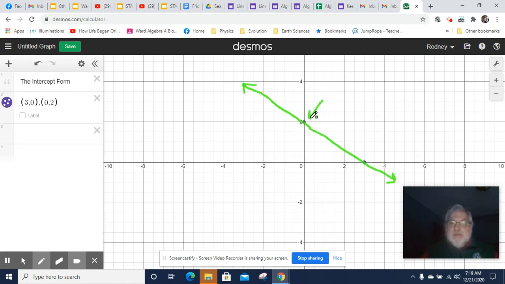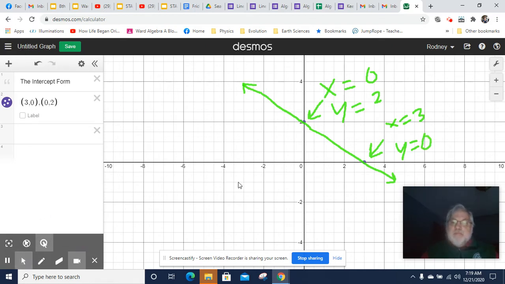Right here at this point, x equals 0 and y equals 2. Just take note of that. And right here, x equals 3 and y equals 0, right? Okay, so here's what I'd like us to consider.